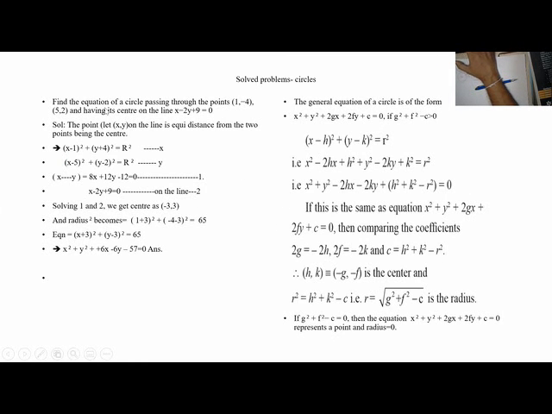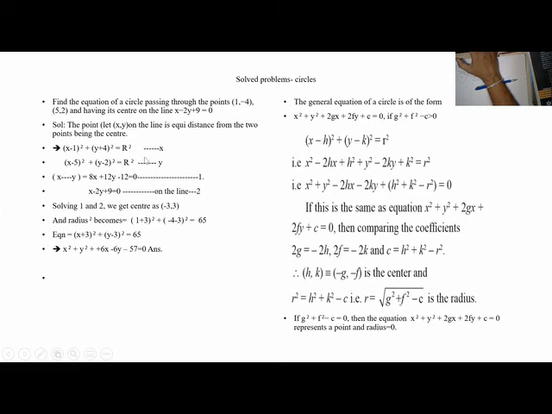Next, find the equation of the circle passing through the points and having its center on the line. It is passing through these 2 points and its center is on this line. Let the center be (x, y) on this line.